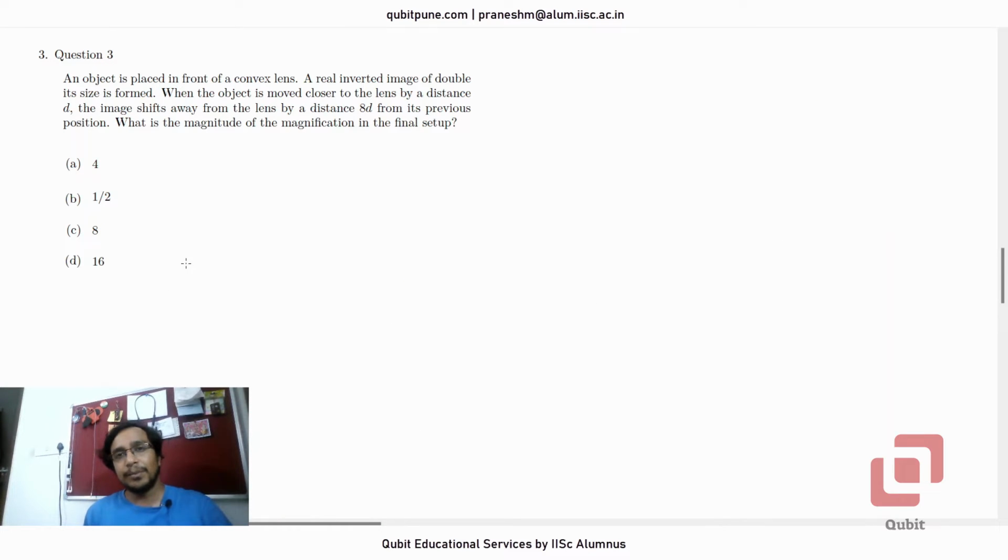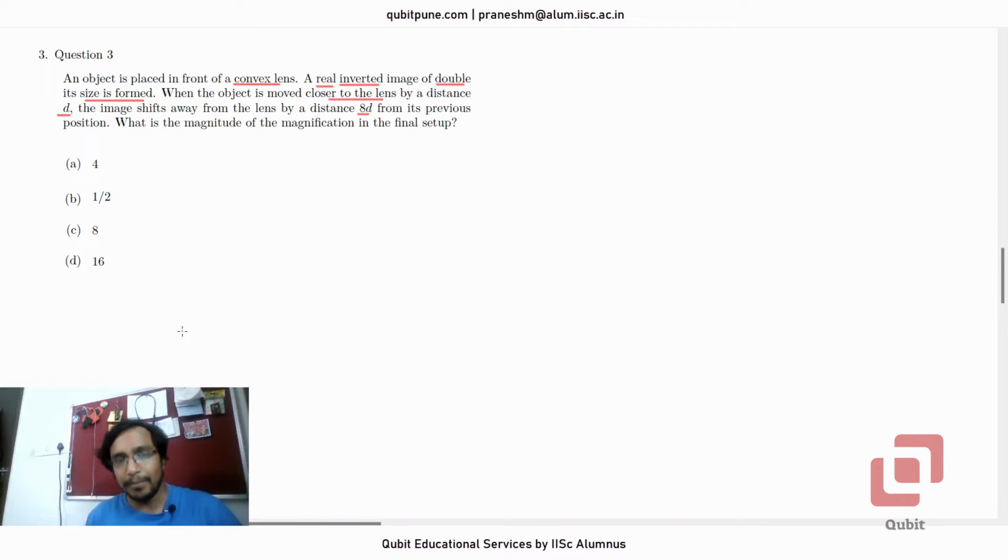Let's now solve question number 3 on ray optics. An object is placed in front of a convex lens. A real inverted image of double its size is formed. When the object is moved closer to the lens by a distance d, the image shifts away from the lens by a distance 8d from its previous position. What is the magnitude of the magnification in the final setup? 4, 1 upon 2, 8 and 16.